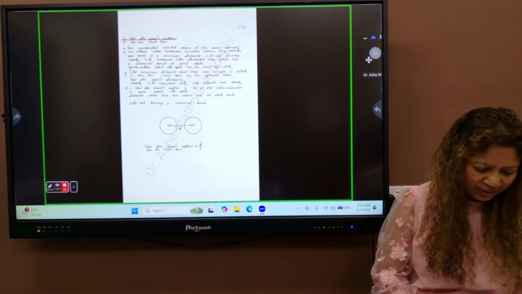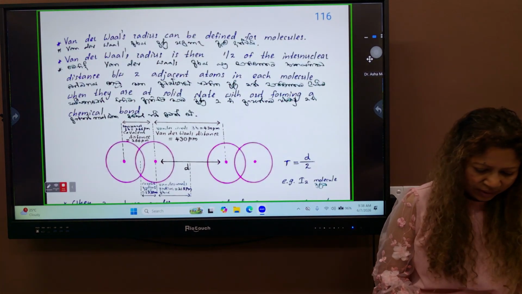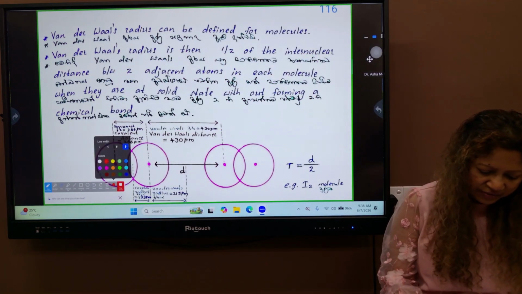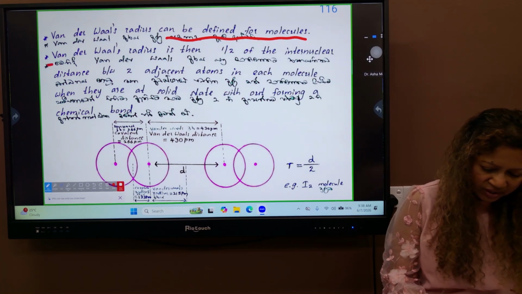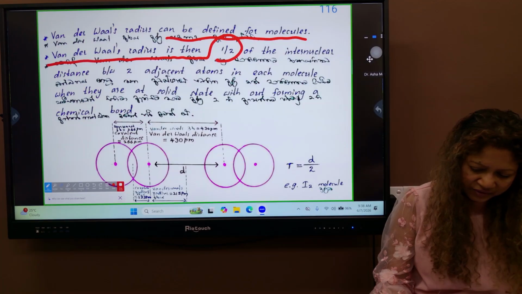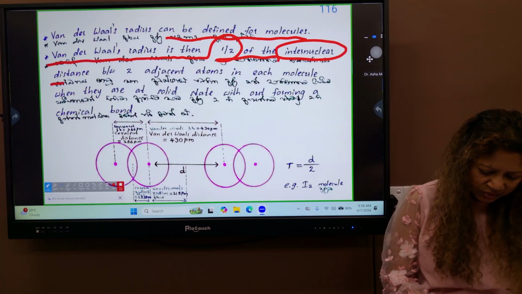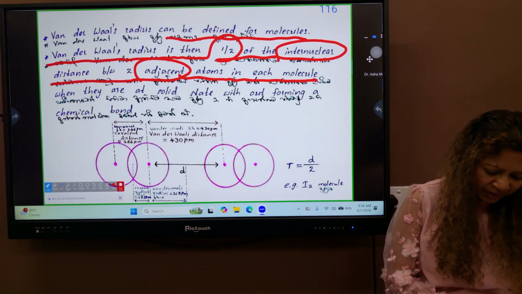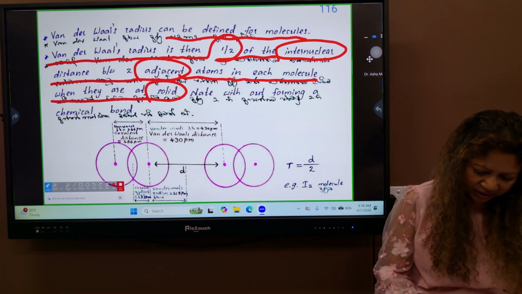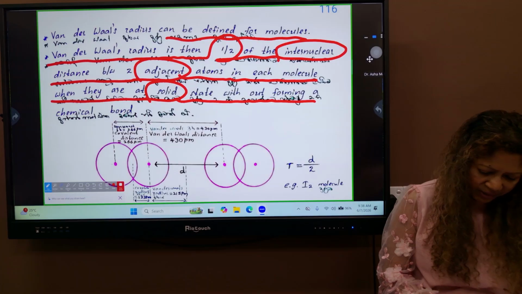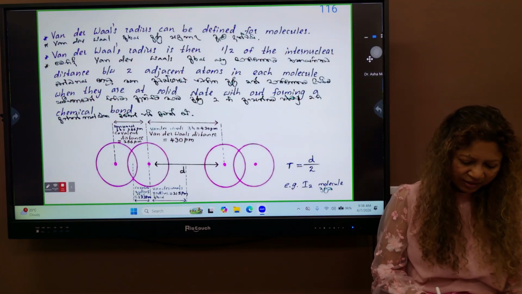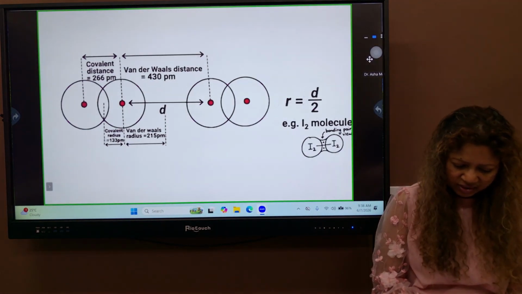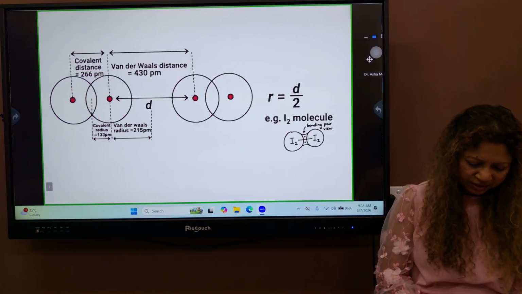Okay, so let's read this part. Van der Waals radius can be defined for molecules. Van der Waals radius is then half of the internuclear distance between two adjacent atoms in each molecule when they are at solid state without forming a chemical bond. Clear? Okay. Fill that part. Then I will show you this diagram, because my one is not clear. Then let's complete that one.